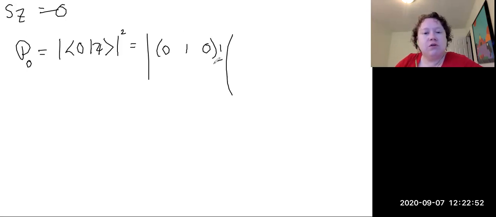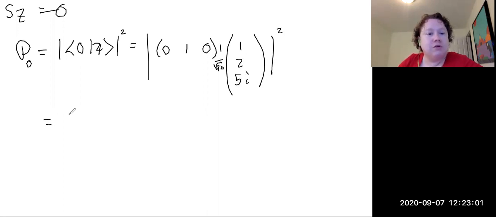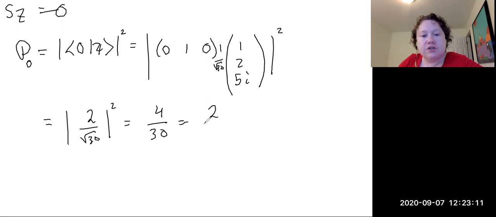So this is 1 over the square root of 30, 1, 2, 5i. When I multiply these together, only the second term comes through, and this becomes 2 over the square root of 30, or 4 over 30, which one can write as 2 over 15, which is approximately equal to 13.3%.